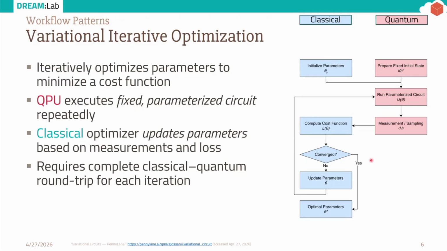Until they converge and reach an optimal set of solutions. So this is your classical variational circuits that have been commonly used, right? Here the key thing is that there is a tighter coupling between the quantum and the classical parts.